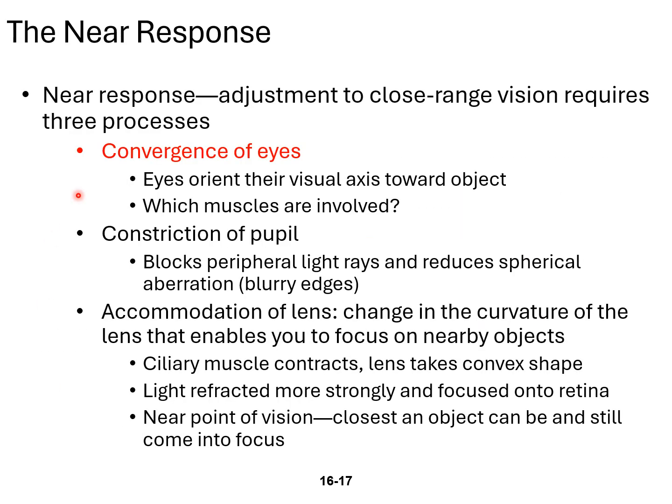Something here is called convergence of the eyes. The near response, adjustment to close range vision, requires three processes. First, convergence of the eyes, moving them towards the object. Which muscles are involved? If you're bending the eyes in, it has to be the medial rectus. Second, constriction of the pupil, so you're actually letting light in to try to focus on something. Third, accommodation of the lens, which changes the curvature and allows you to focus on nearby objects.